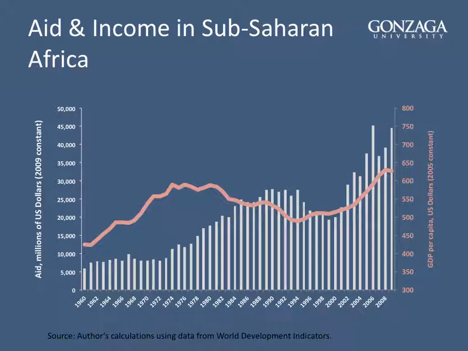What we really want to know is what this line would have looked like without aid. Would it have done something like this if there were no aid? Or would it have done something like this if there were no aid? Those are really what the two schools are arguing.